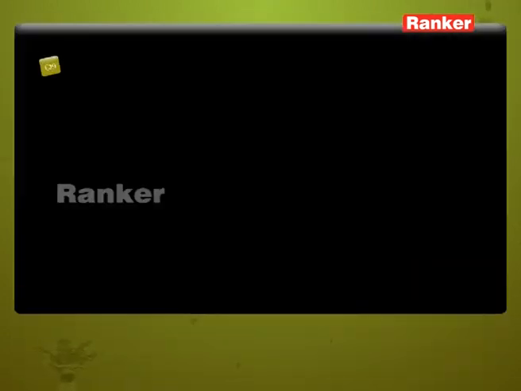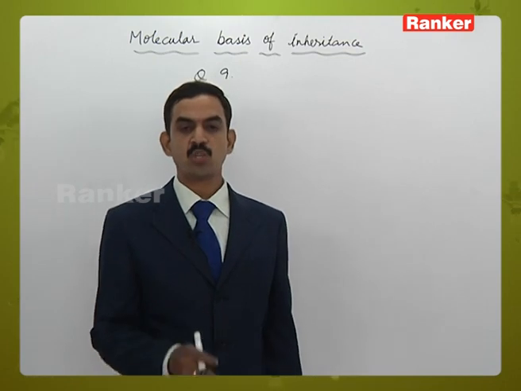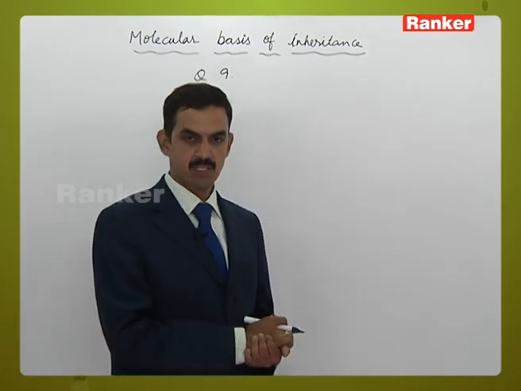Question number 9, in one complete turn of double stranded DNA, the theoretical ratio, on the basis of randomness, of adenosine, guanosine, thymidine and cytidine respectively is: options: first one 2:1:2:1, second one 2:3:4:2, third one 1:1:1:1, fourth one 3:2:1:1. So here it is related to the nucleosides that have been given.